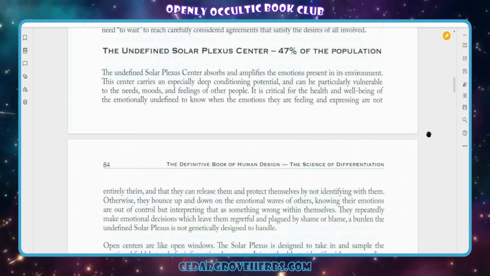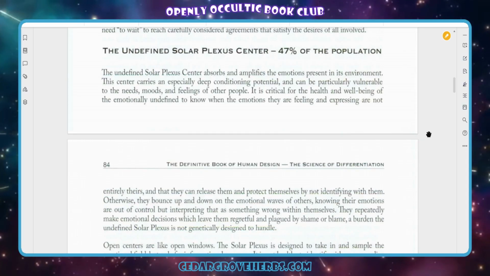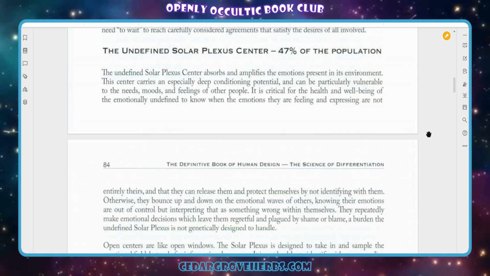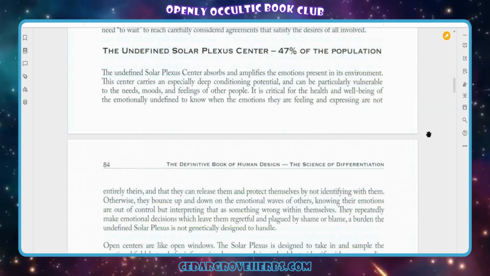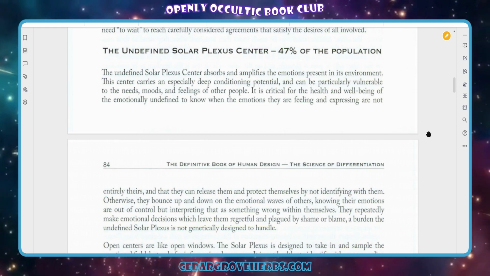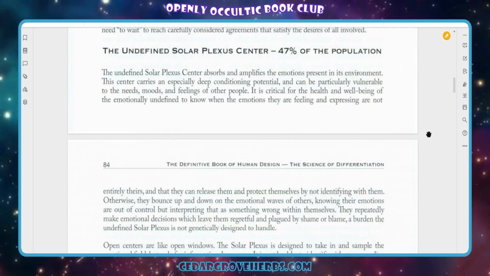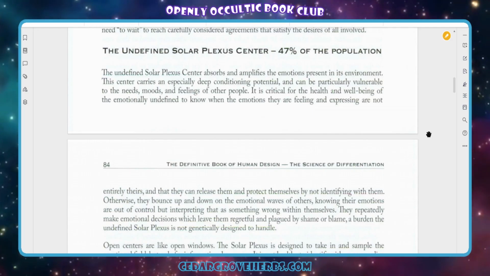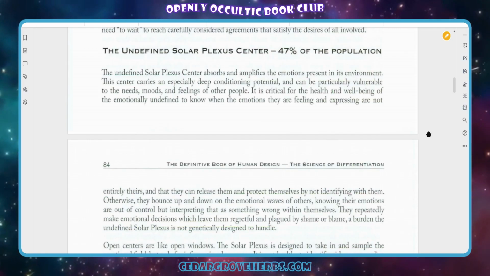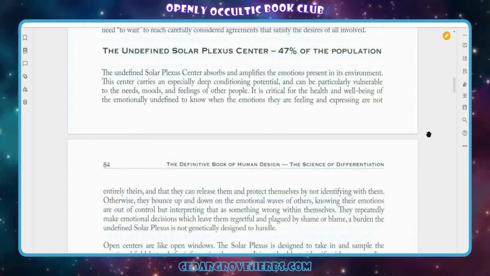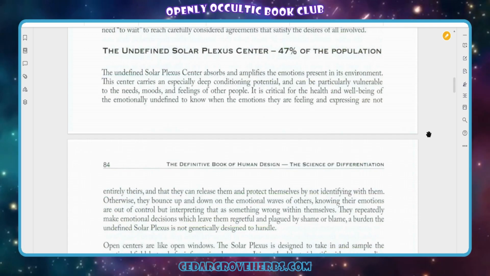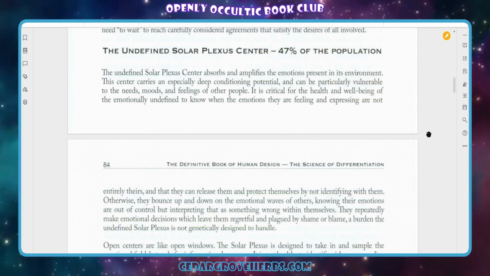Who has an undefined solar plexus amongst us? Because the undefined solar plexus center absorbs and amplifies the emotions present in its environment. Do your children know how to deal with that? Do the students know how to deal with that? Doctors, pediatricians, do your patients know? Because we're dealing with health, emotional well-being, right? Shoot, mental health and well-being. This center carries an especially deep conditioning potential and can be particularly vulnerable to the needs, moods, and feelings of other people.